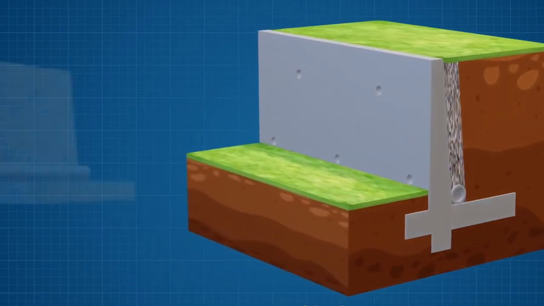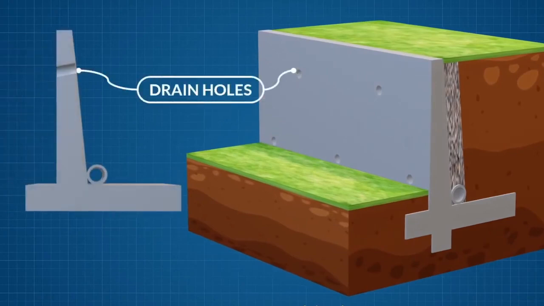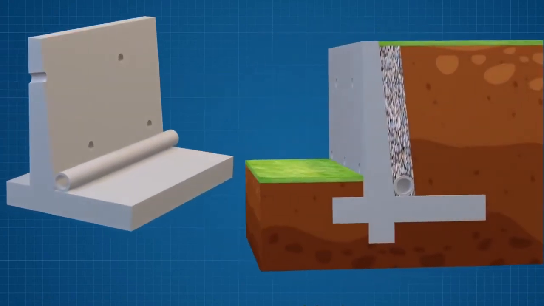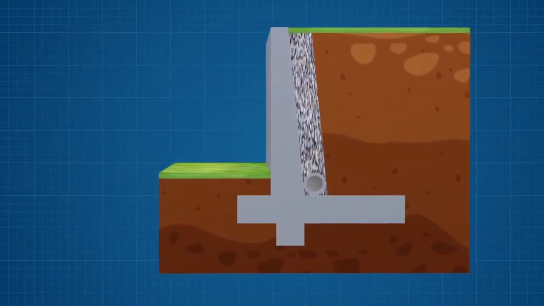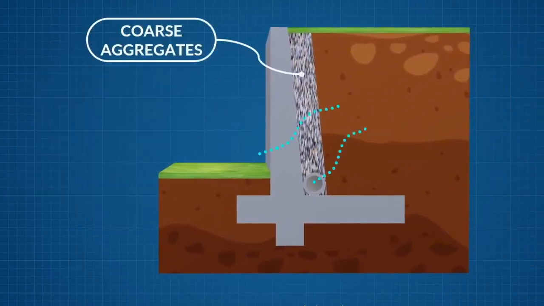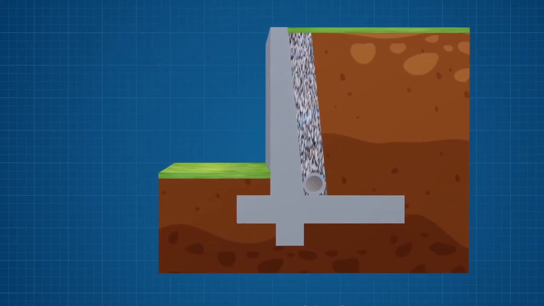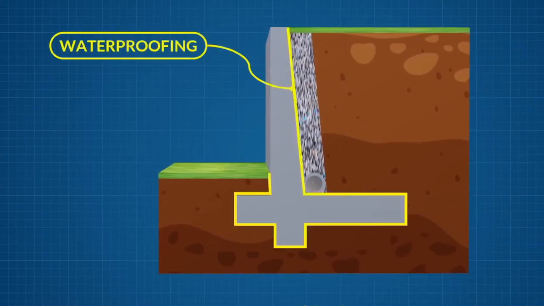Stems can include drainage holes. These reduce water pressure acting directly on the wall. A drain pipe can also be installed along the back of the wall for a similar effect. Coarse aggregate can be added along the back of the wall. This allows water to drain down the drain pipe. The wall surface in contact with the soil is typically treated with some sort of foam or waterproofing.